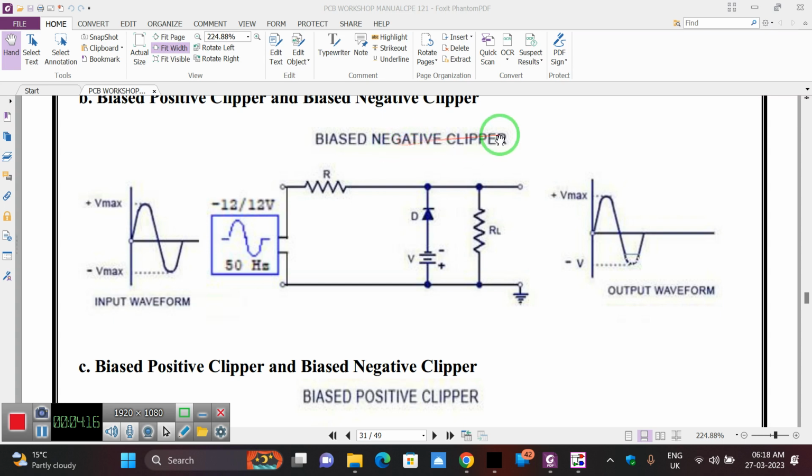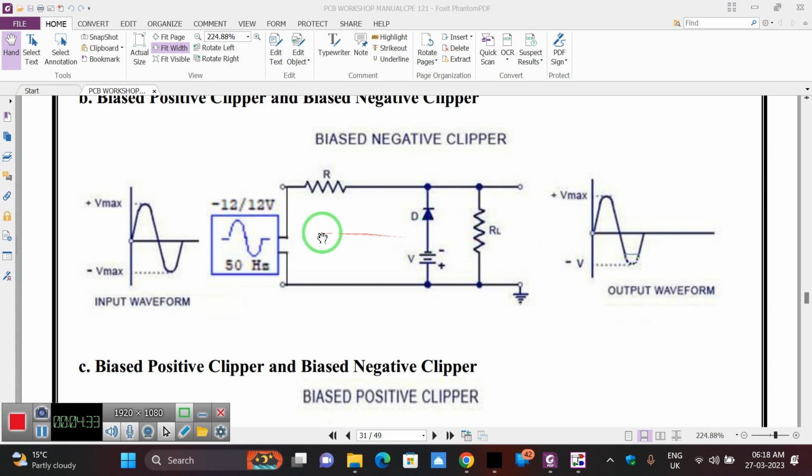What does a negative clipper mean? The negative part is deleted. Actually it has to delete the negative part, but when I keep some battery in series with the diode, then whatever voltage we put to the diode, that much voltage it will allow, and the remaining portion will be deleted.